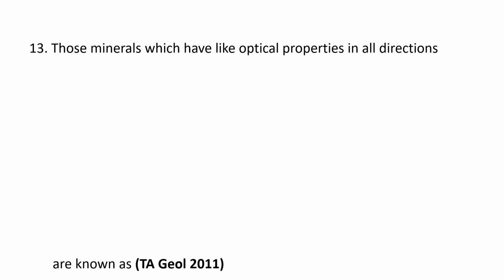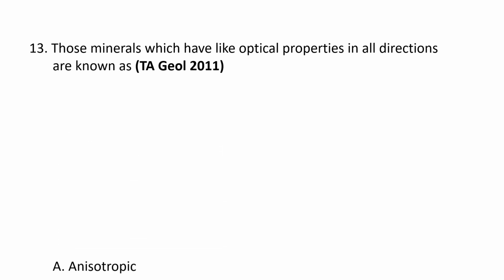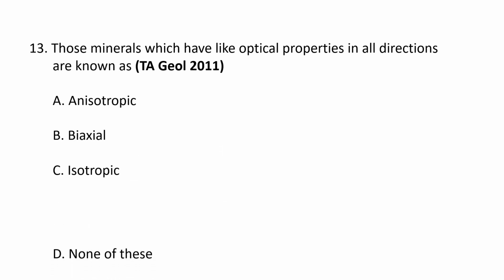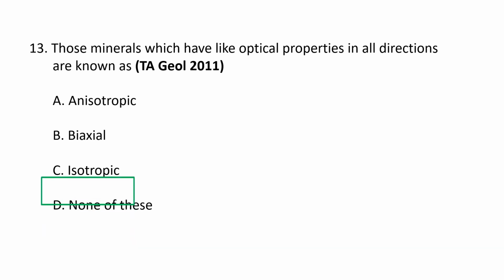Next question. Those minerals which have like optical properties in all directions are known as A) Anisotropic, B) Axial, C) Isotropic, D) None of this. The correct option is C, Isotropic. Isotropic minerals are minerals that have the same properties in all directions, and this means that the light travels through them at the same speed regardless of the direction of travel.